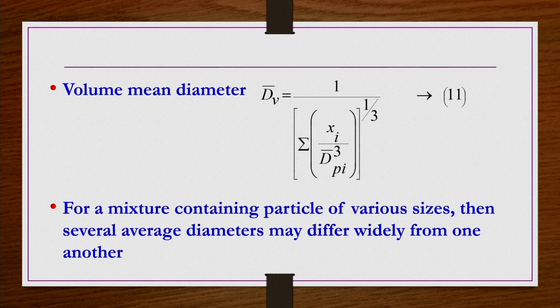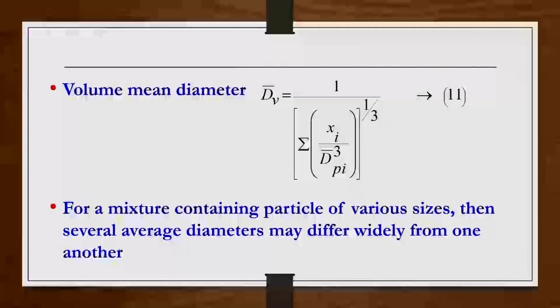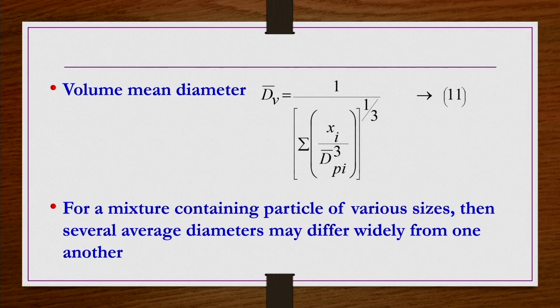Let us say for a given sample, you do the analysis and you obtain the d̄_S, the d̄_V, the d̄_N, and the d̄_W. So, all 4 types of average diameter you calculate, and all 4 of them may give different numbers. So, one should be careful, based on the application, about which number should be selected, which could be the most appropriate.